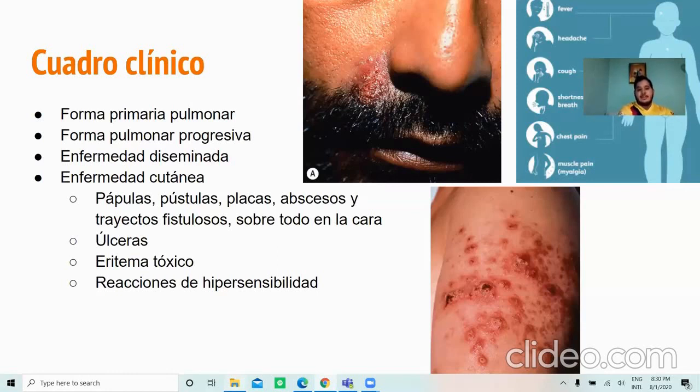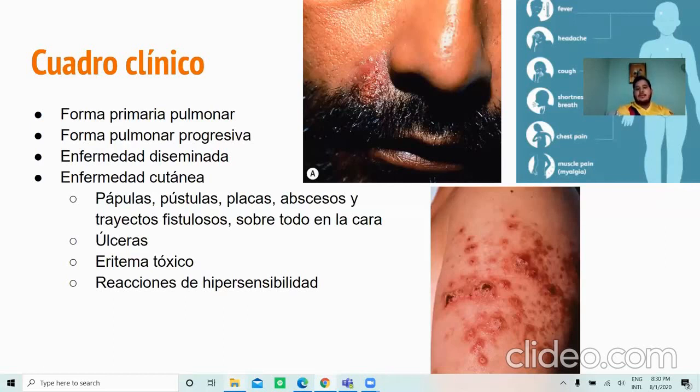Then we could see skin disease. This is the most important part for us. Generally, it's by dissemination. It rarely occurs from traumatic primary inoculation. It predominantly affects the face, as you could see in image A, and you could see polymorphic lesions like papules, warty lesions, plaques, pustules, and abscesses.